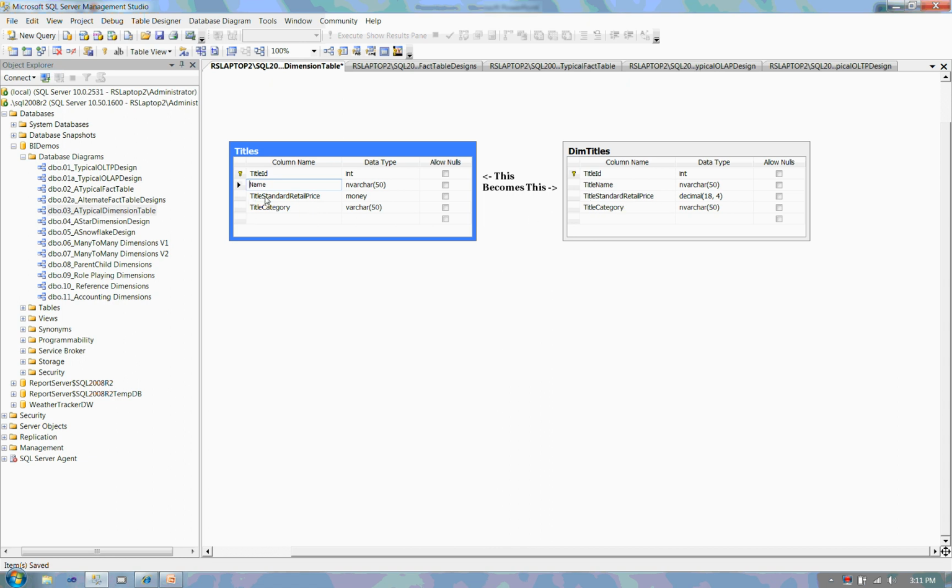The same thing might be true of standard retail price. You might just have standard retail price there, but want to upgrade it to title standard retail price. Notice that I put title in front of everything as a distinction between the ID and the name, the standard retail price, and the category. And I put it in front instead of saying category title or a name title or whatever, and I keep it consistent.